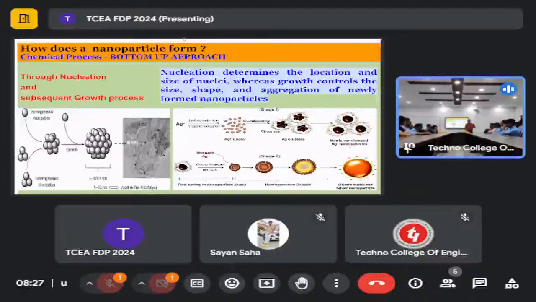Reducing agent will reduce the metal ion or any ion and they form nanoparticles. Capping agent will just give a layer around that particular nanoparticle so that further growth cannot take place. Okay, we restrict the growth actually.